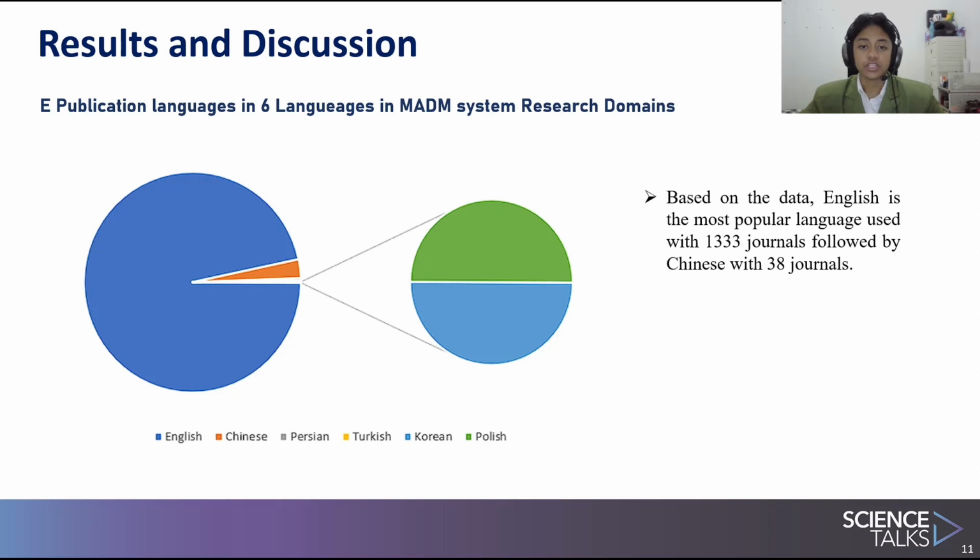Then we go to publication language, in 6 languages in MADM system research domain. Over the last 40 years, English has been the language most widely used in published journals. There are 1,333 journals in English, followed by Chinese in second place, namely 38 journals. And the third is Persian, with 5 journals.